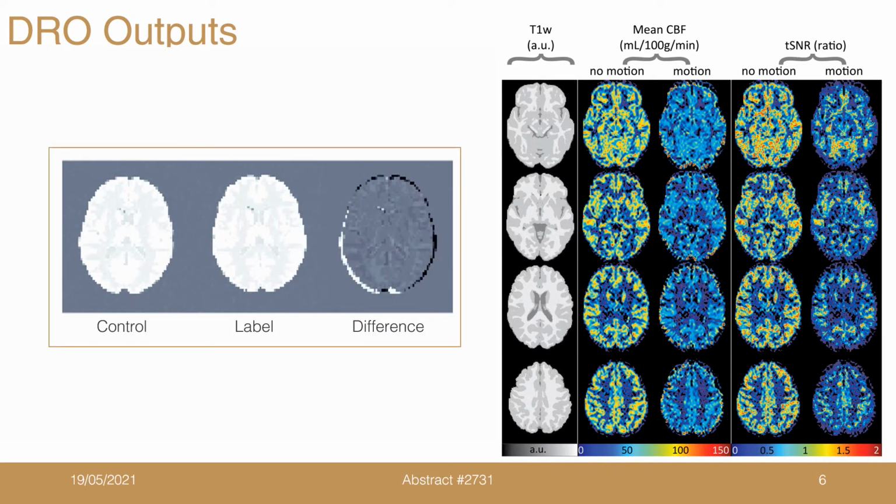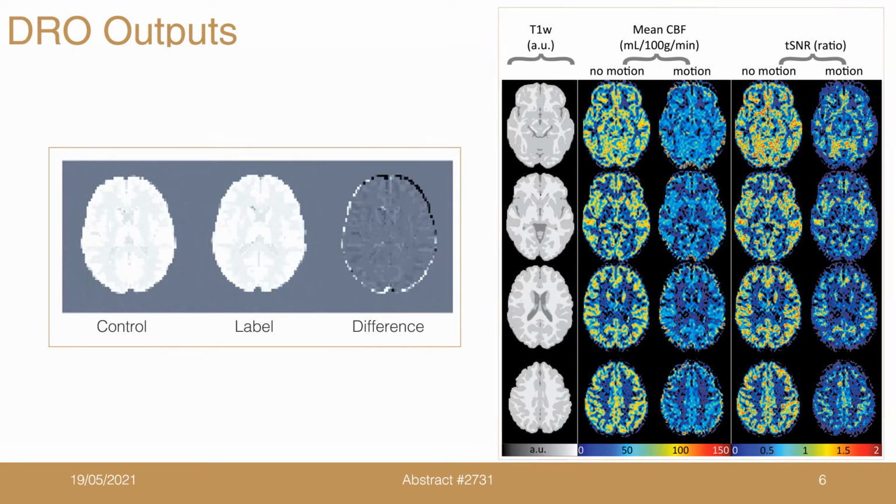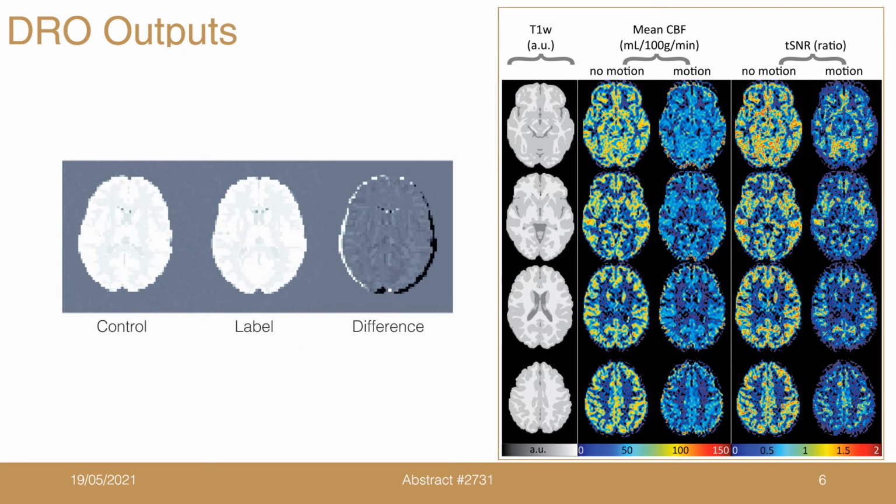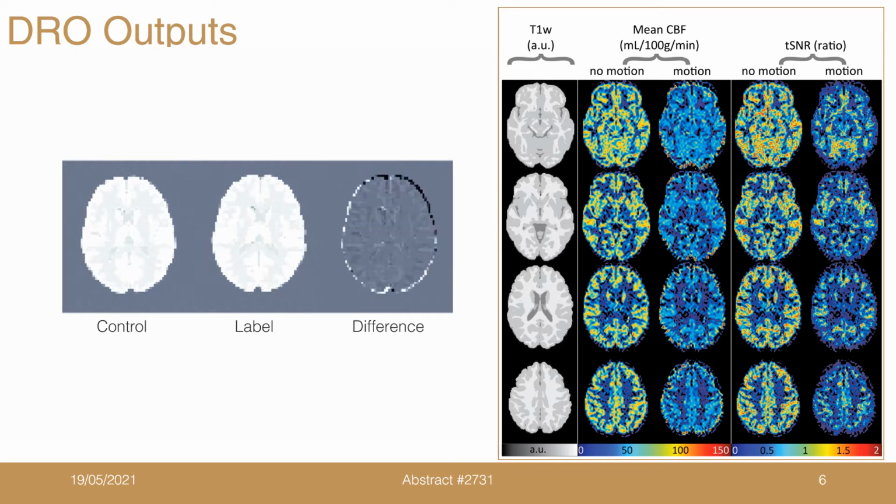On the left is a time series of control and label images with patient motion simulated and the corresponding difference image. On the right are the results from running synthesized ASL and structural data with and without motion through Explore ASL.